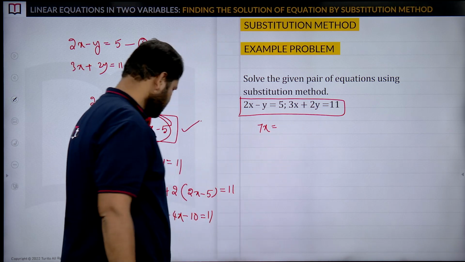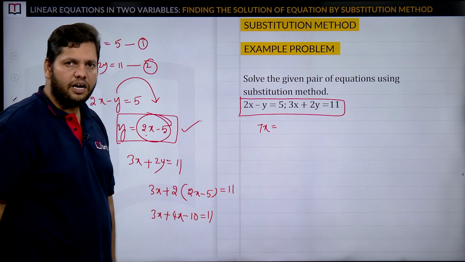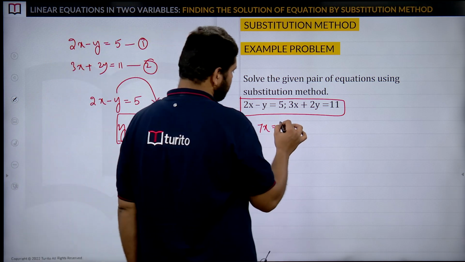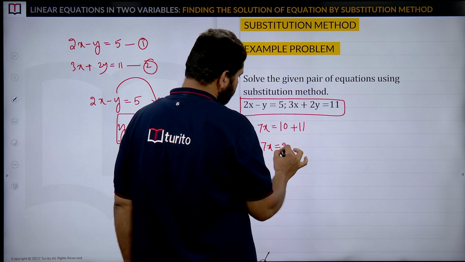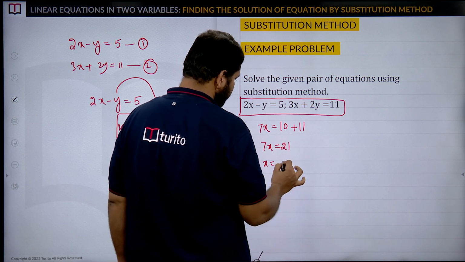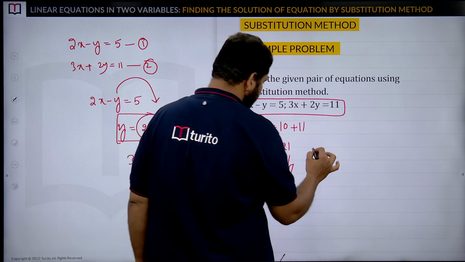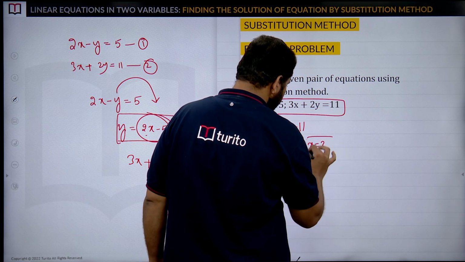3x plus 4x, what is the value, children? 7x. Minus 10, sending to the RHS side, it is plus 10. So 10 plus 11. So 7x is equal to 21. So x is equal to 21 by 7. So x is equal to how much, children? The answer is 3.